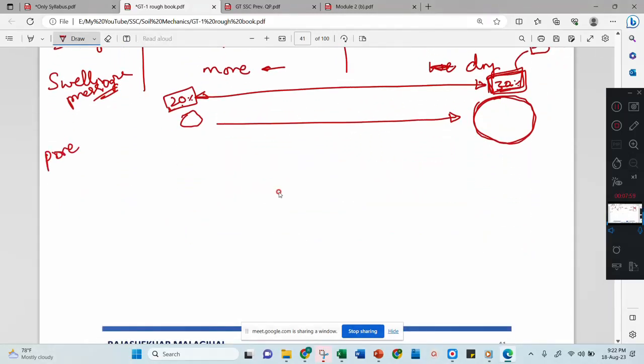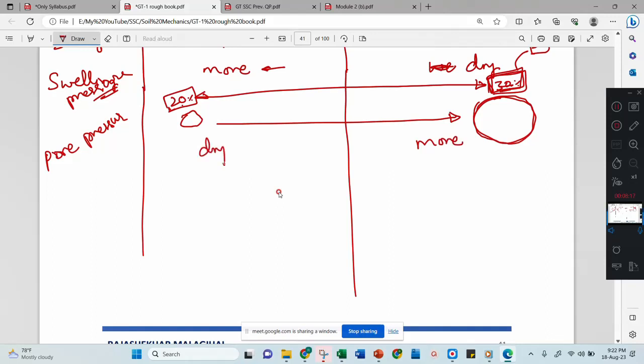Next one will be pore pressure. Pore pressure more where? Wet side. Wet side, more pore pressure, correct answer. Pore pressure will be more here, and this is very less here. Sometimes pore pressure is zero, I can consider here. Why? Because these pores are not completely filled by water, therefore there won't be any pore pressure, or less pore pressure. This is less pore pressure. Then this one is more pore pressure.